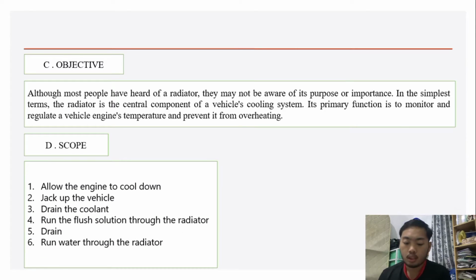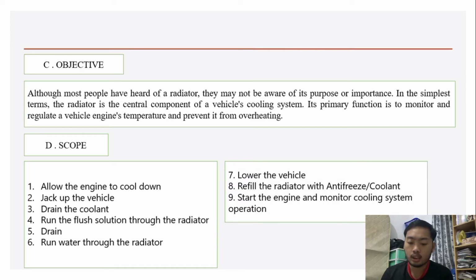D is scope. First is allow the engine to cool down. Second is jack up the vehicle. Third is drain the coolant. Fourth is run the flush solution through the radiator. Fifth, drain. Sixth, run water through the radiator. Seventh, lower the vehicle. Eighth, refill the radiator with antifreeze or coolant. Ninth, start the engine and monitor cooling system operation.